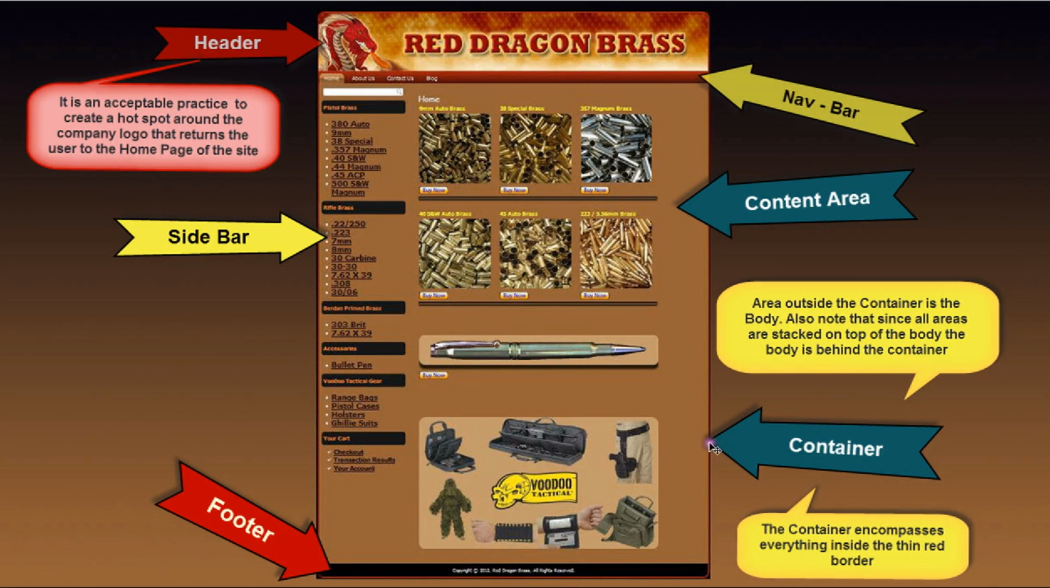This area is the container. The container is this entire area. This area inside here is the content area. The content area contains material that varies from page to page. This area out here is the body, and the body is the entire website that contains everything. It goes from one edge of the computer monitor, however wide it is, to the other edge.